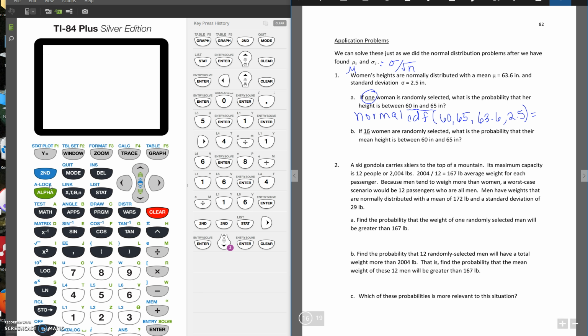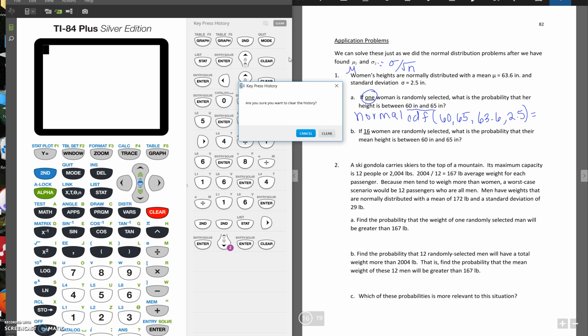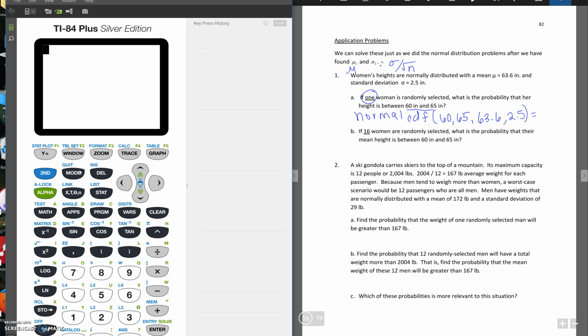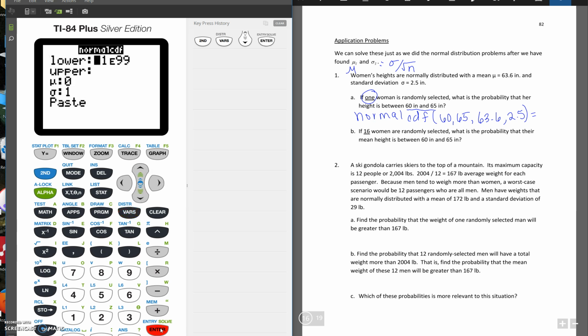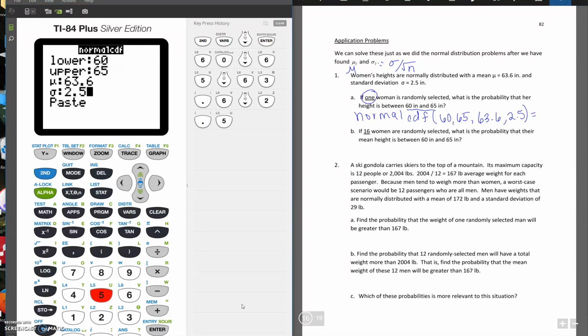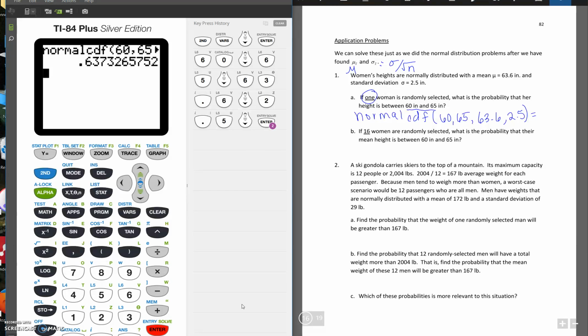The standard deviation stays the same because we're just taking one woman. So to get to normal CDF, let me clear this out so you can watch. We're going to hit second and then the one that says distribution over it. Normal CDF is number 2 here. So our lower is 60, our upper is 65, the mean was 63.6, and the standard deviation was 2.5. So the probability that that one woman was between those heights would be 0.6373.